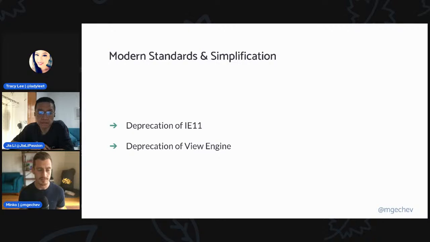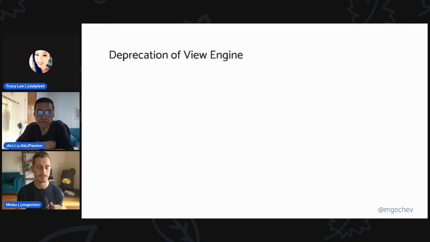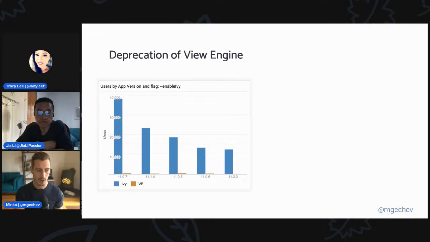And the second effort on modern standards and simplification is the deprecation of View Engine. View Engine is the legacy compilation and rendering pipeline that we worked on prior to what we released in version 9 called Ivy. And for View Engine, we have a two-step deprecation process. Before we moved with this decision, though, we looked at our CLI telemetry. We noticed that the vast majority of people are already using Ivy. Here you can see how many people are using the enableIvy flag set to false. And as you can see, there are just a couple of folks, and our belief is that they were primarily using out-of-date instructions from blog posts on the internet.